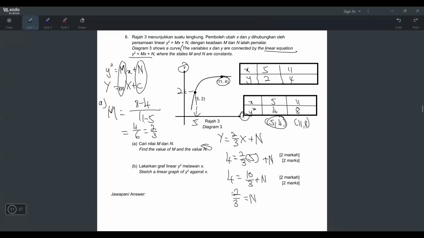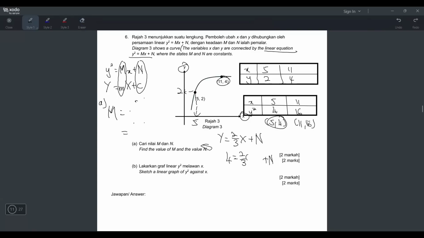Wait, I think I made a mistake. Did I do anything wrong here? Okay, the big M is the gradient, so where did I go wrong? So 8 minus, wait, y square. 2 square is 4, 4 square is 16. What 8? Oh my God. What is this careless mistake? Okay, I'm so sorry. I made a careless mistake. When you take y square, 2 square is 4, 4 square is 16.